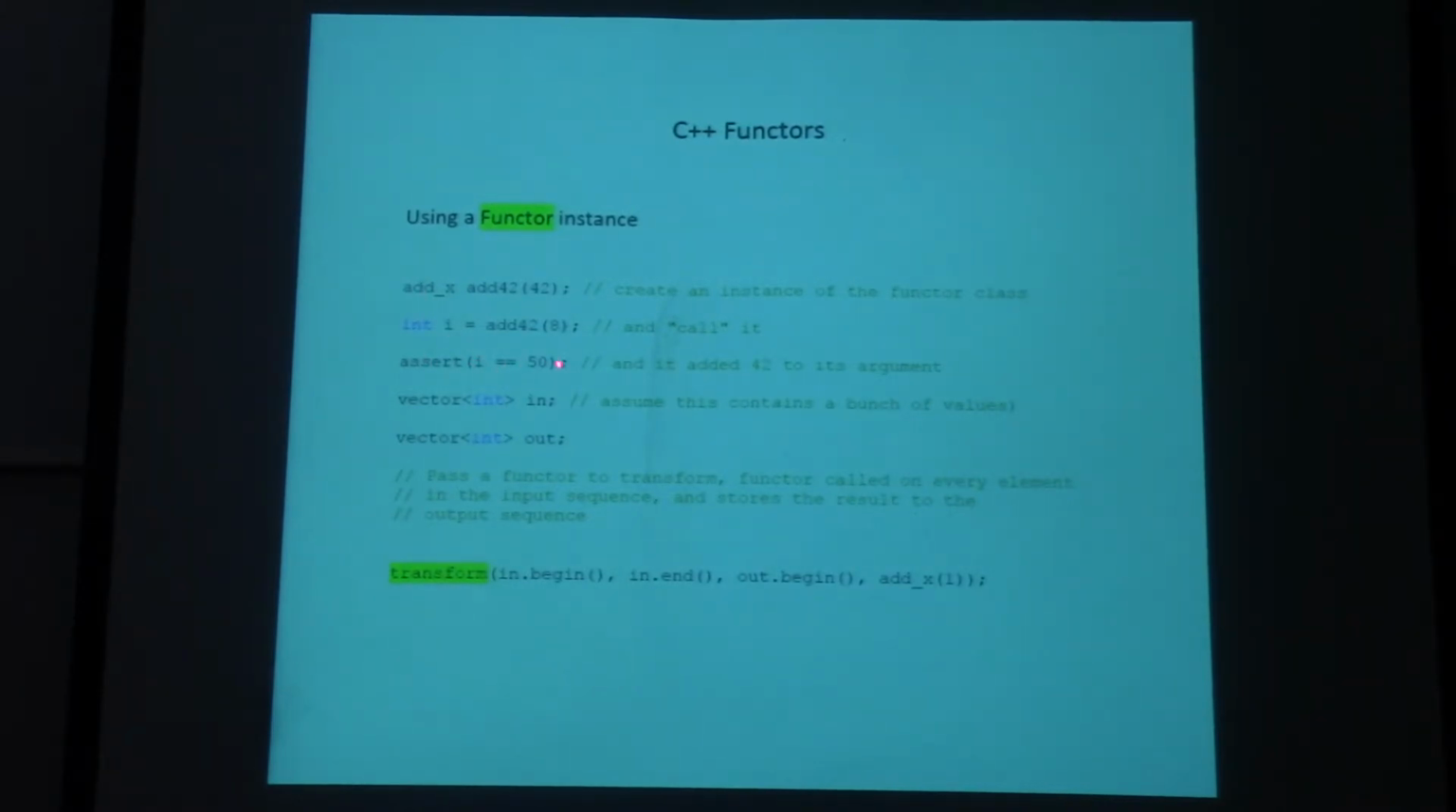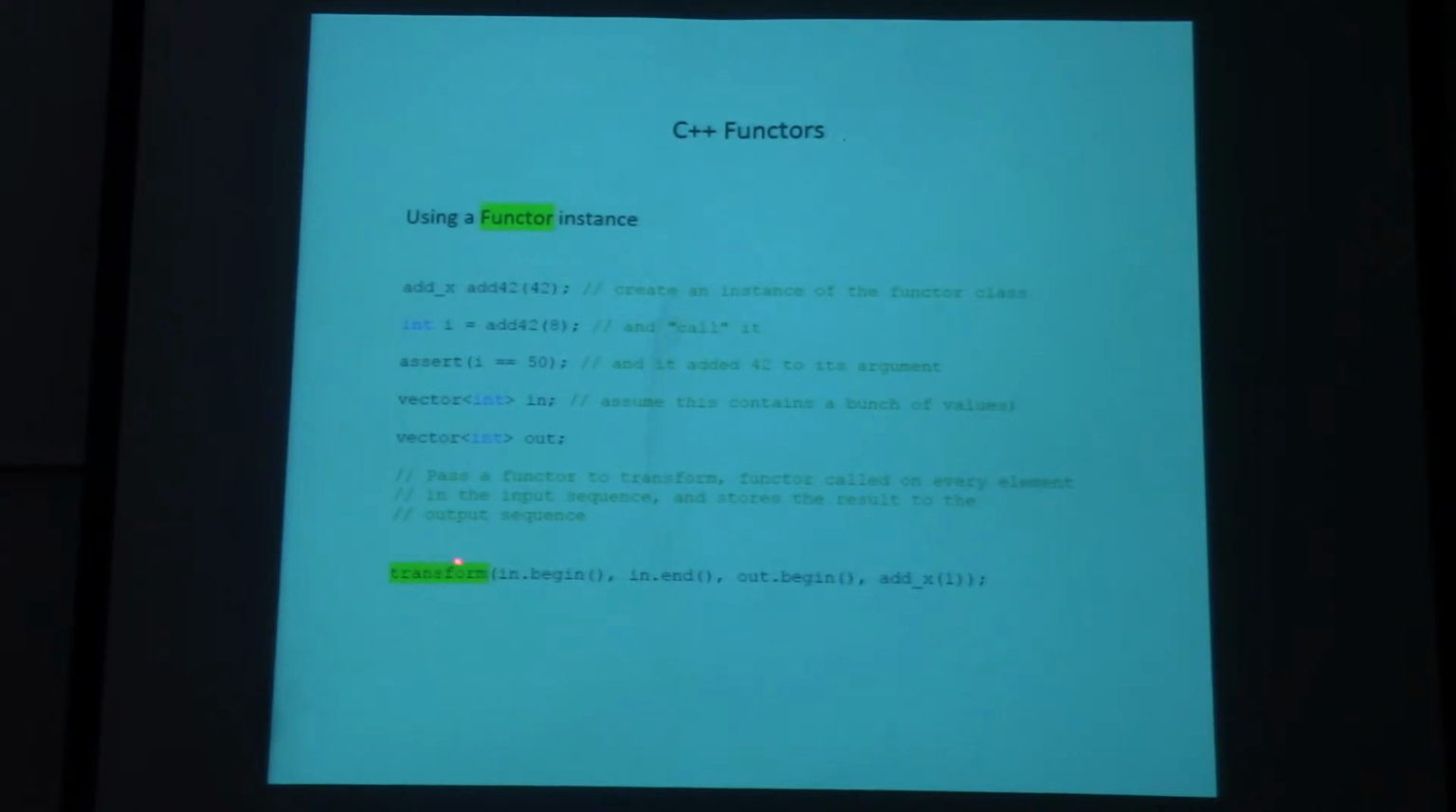Assert i equals 50. You know, is that going to be true or false? That's true? Okay. Now, I want you to take a look at the next code. Vector int in, and we're going to assume this vector contains a bunch of values. And we're going to say vector int out. We're going to assume this vector does not have a bunch of values. We're going to pass a functor to the transform.